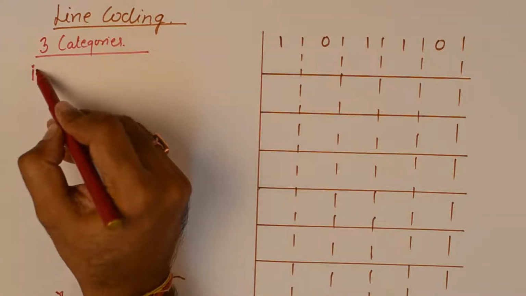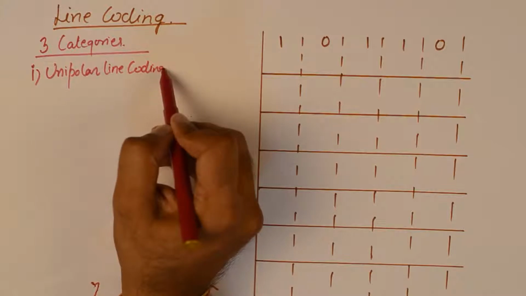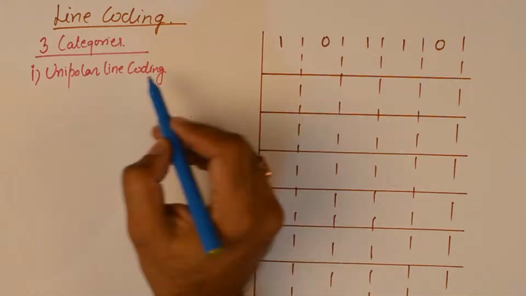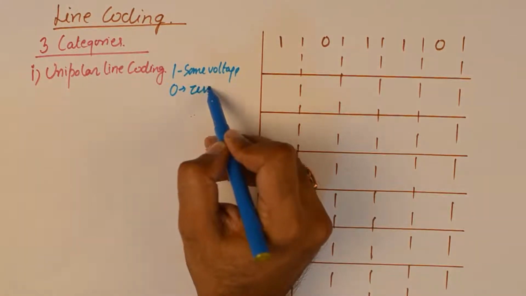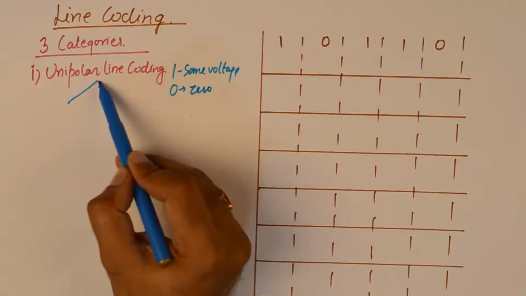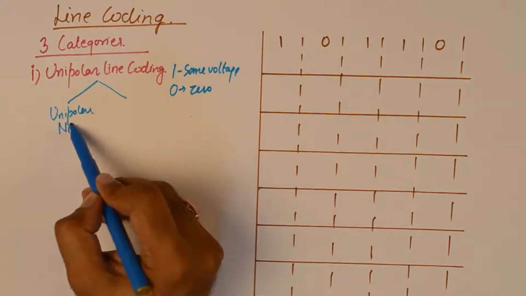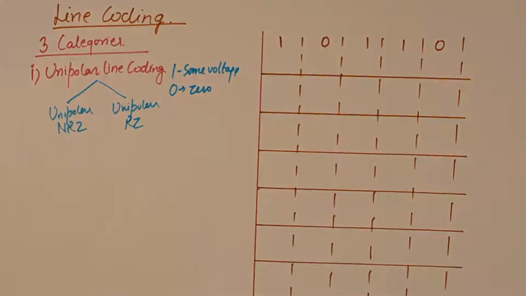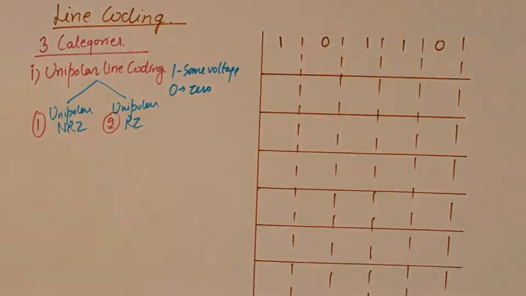The first one is the unipolar line coding, and the key point in unipolar line coding is that 1 is represented by some voltage and 0 is represented by a 0 voltage. Then unipolar is further divided into 2 subcategories: unipolar non-return to 0 and unipolar return to 0. Now if I label this as 1 and this as 2, I'll show you the difference between the two by drawing it on the graph.